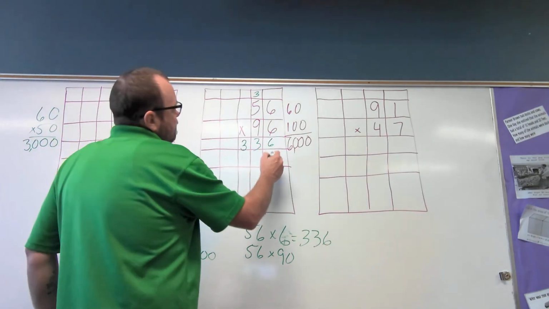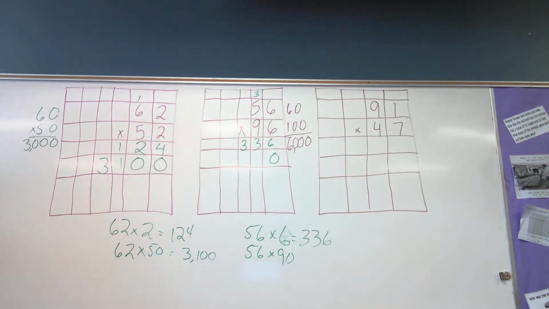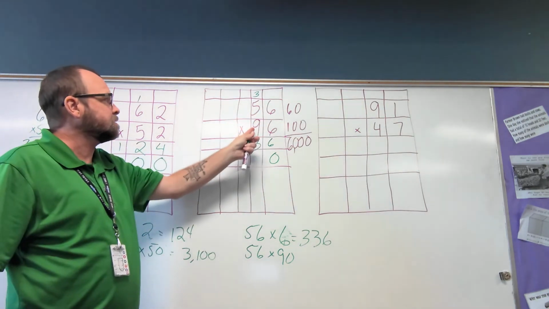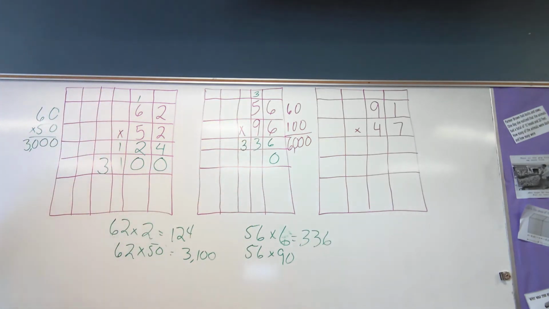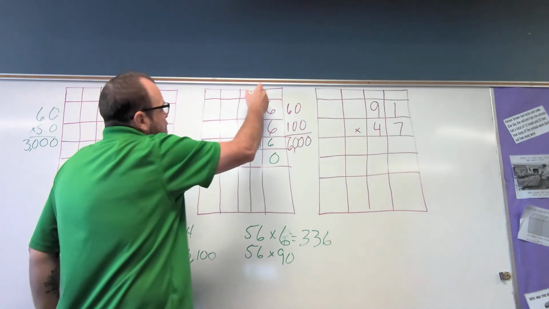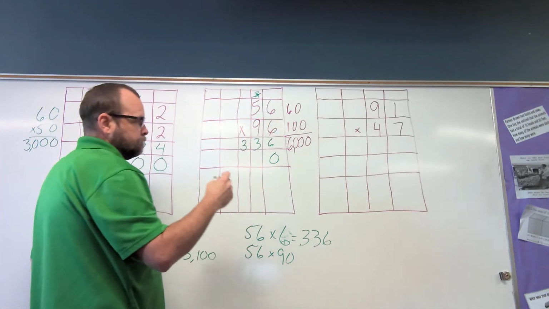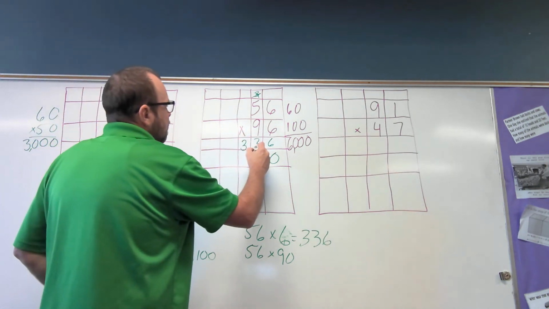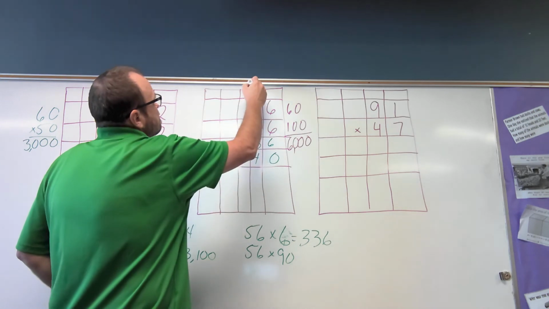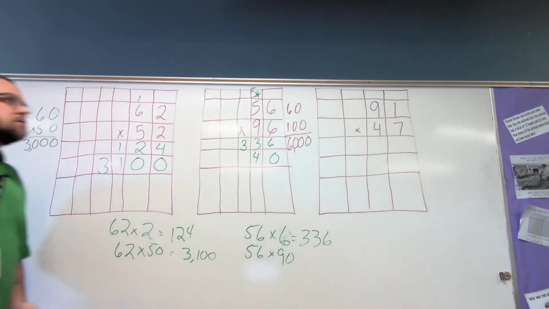Now I'm starting in my tens place because this 9 is in my tens place. What I'm doing is multiplying 56 times 90, because that 9 is in the tens place, 9 tens equals 90. And so we go 9 times 6 is 54. 54 tens is 4 tens and 5 hundreds.